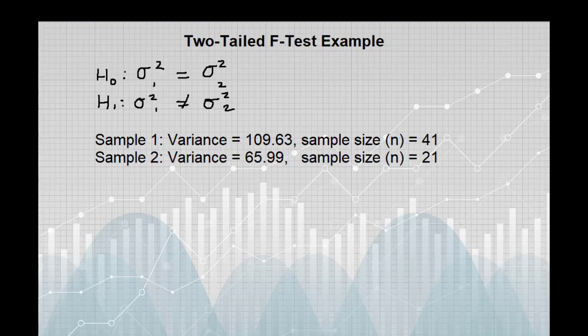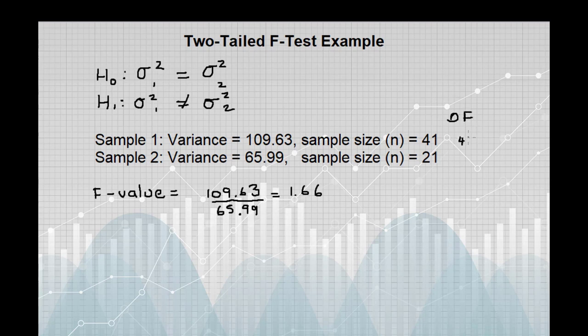The first thing I want to do is to calculate my F value. I'm going to put the highest variance as the numerator. That's 109.63. And my lowest variance, 65.99, as the denominator. When you're running an F-test, you should always put the largest variance in the numerator and always put the smallest in the denominator. So if I divide this through, my F statistic is 1.66.